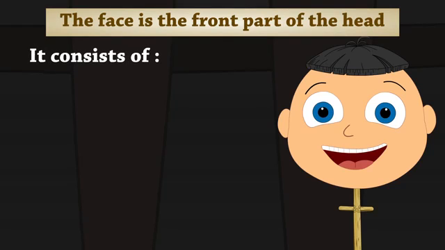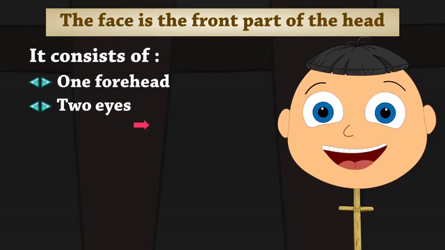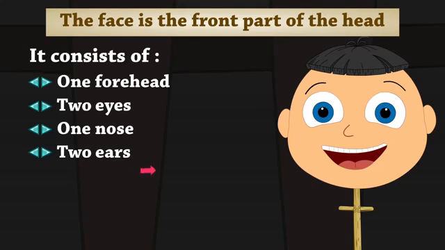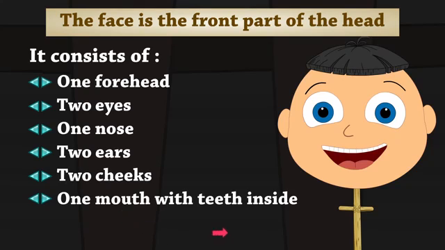It consists of one forehead, two eyes, one nose, two ears, two cheeks, one mouth with teeth inside, and one chin.